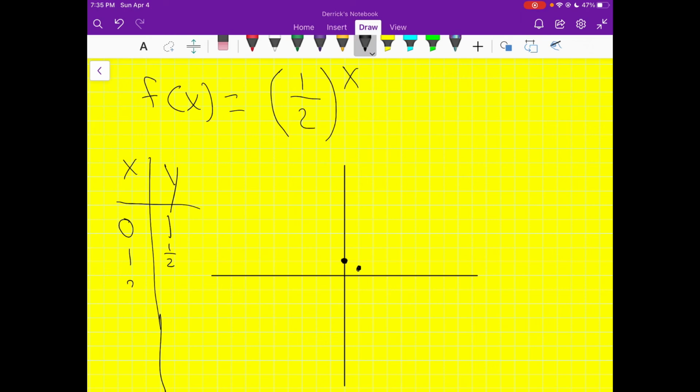If I plug in 2, 1/2 to the second power would be 1/4, meaning we're supposed to get even closer to the x-axis, so on and so forth, right? If I plug in 3, I get 1/8.